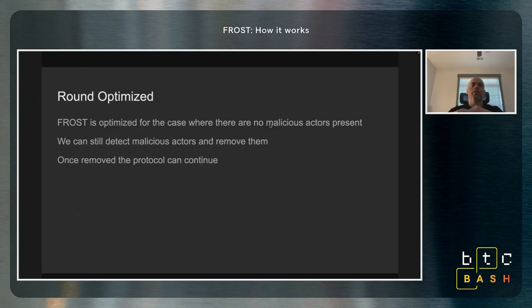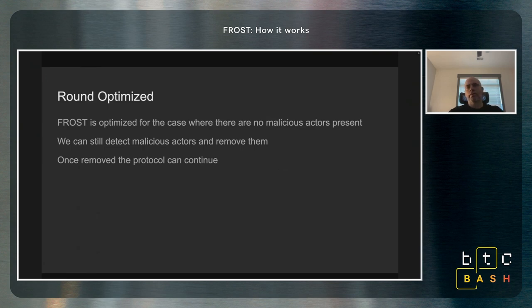Round optimized. Frost is optimized for the case where there are no malicious actors present. This is unusual in these kind of protocols. Most of these protocols try to optimize for being robust in the case of malicious or non-participation. Frost doesn't do that. Frost optimizes for the case where there are no malicious actors and where everybody's participating fully. This is a good choice for cryptocurrencies because you can detect malicious actors and remove them and possibly sanction them in terms of slashing their money or their rewards. And once removed, the protocol can continue.